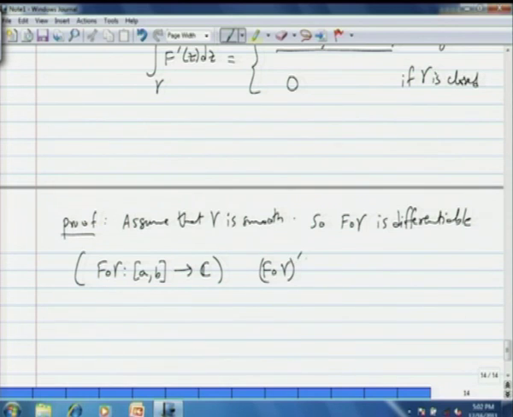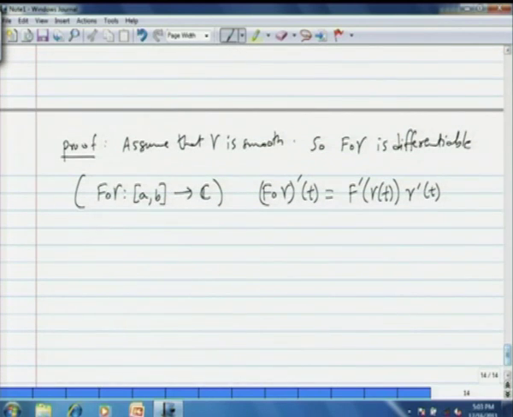f circle gamma prime of t is equal to f prime of gamma of t. F prime exists at every point gamma of t. Okay. So, it is f prime of gamma of t times gamma prime of t. Gamma is smooth by assumption. Okay. So, gamma prime exists as well. So, that is the derivative.